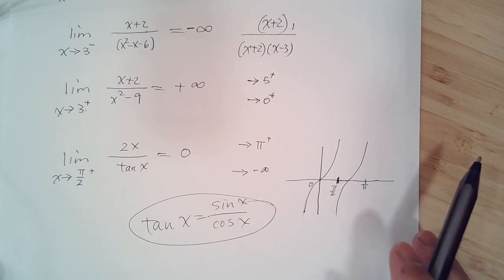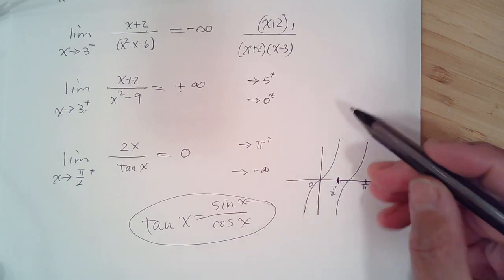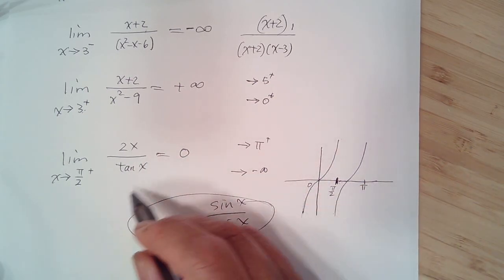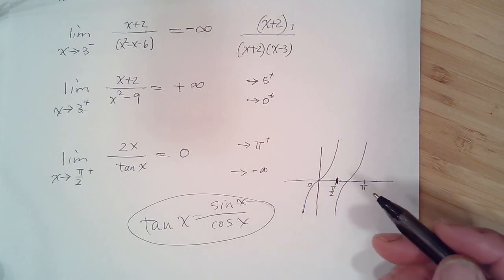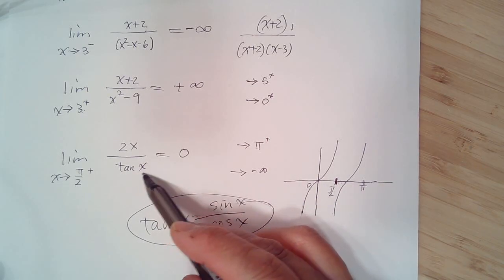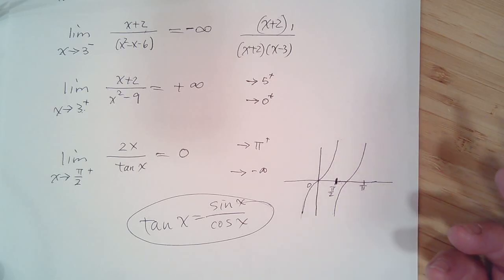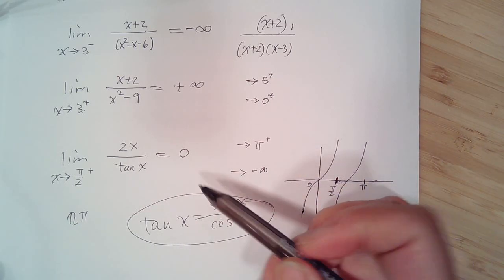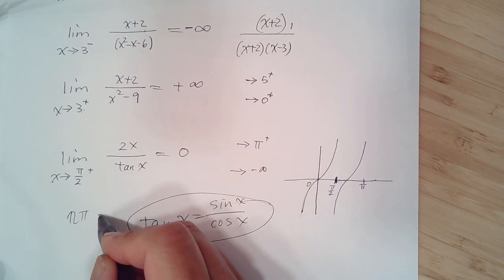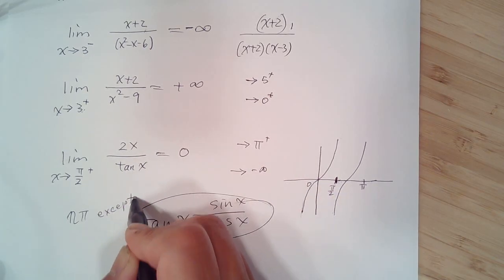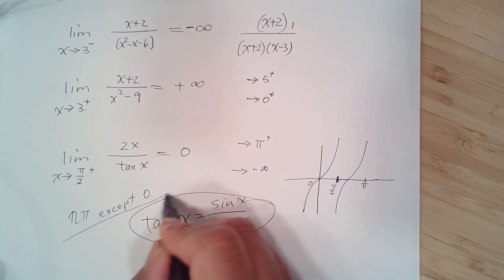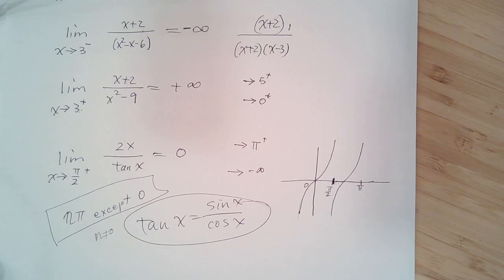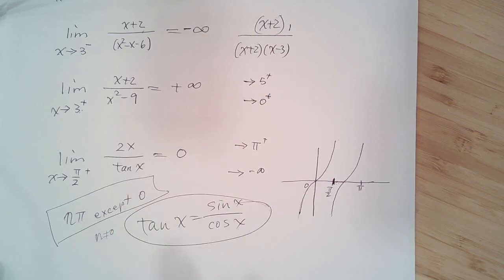So where are the vertical asymptotes? I couldn't graph it because this is the tangent. It's going to be whatever x value makes the denominator 0, which is n pi. But the numerator cannot be 0, so except 0. So n is not 0. So that's the case. Basically it tells you how you determine the vertical asymptotes.